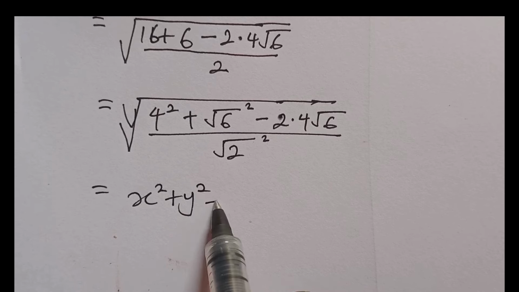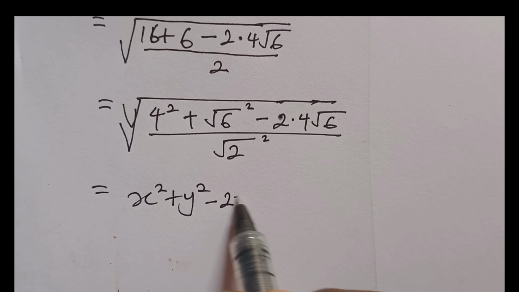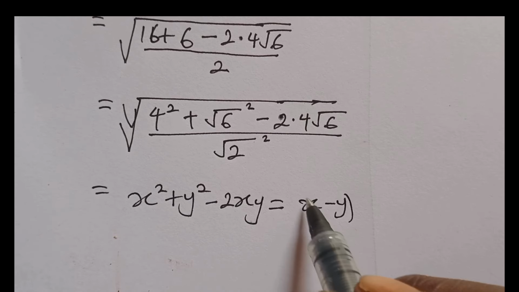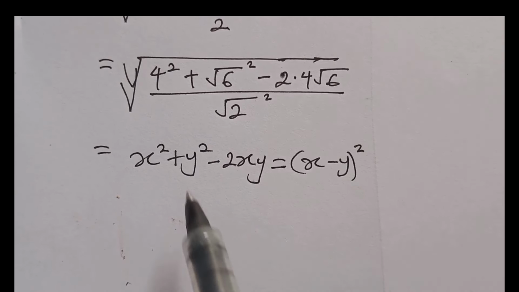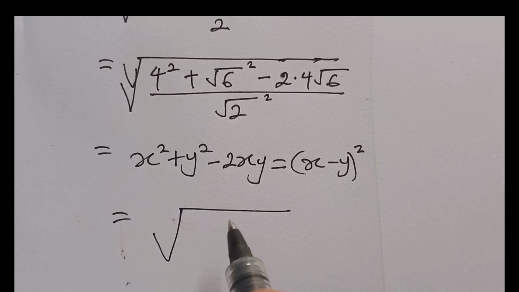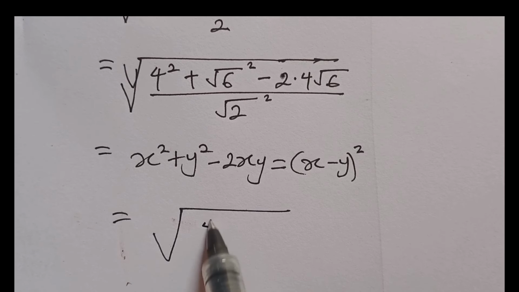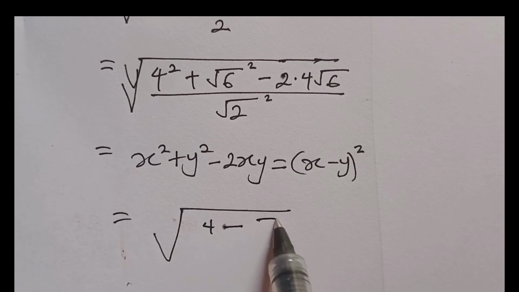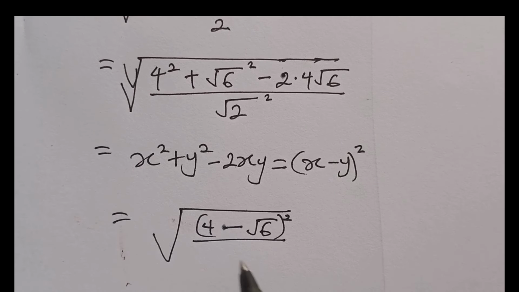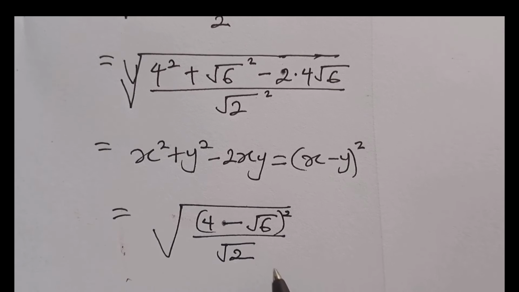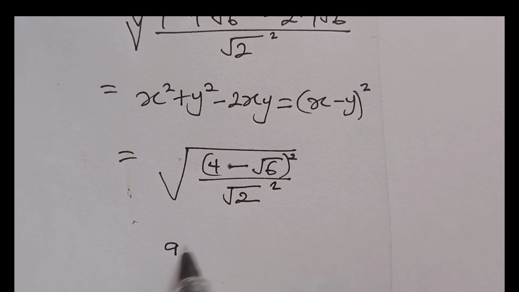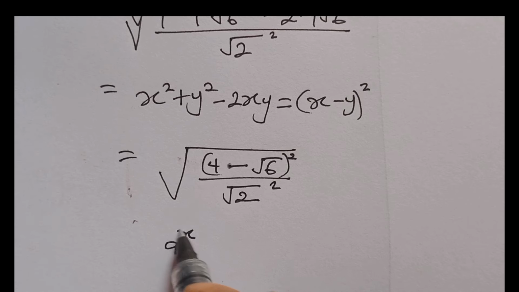So now let's apply this. If we have x square plus y square minus 2xy, that will simply give us x minus y everything square. Because once you expand x minus y everything square, that will give you x square plus y square minus 2xy. Now, if you apply this principle to the above, we now have square root of 4 minus square root of 6, everything square, divided by square root of 2 square.